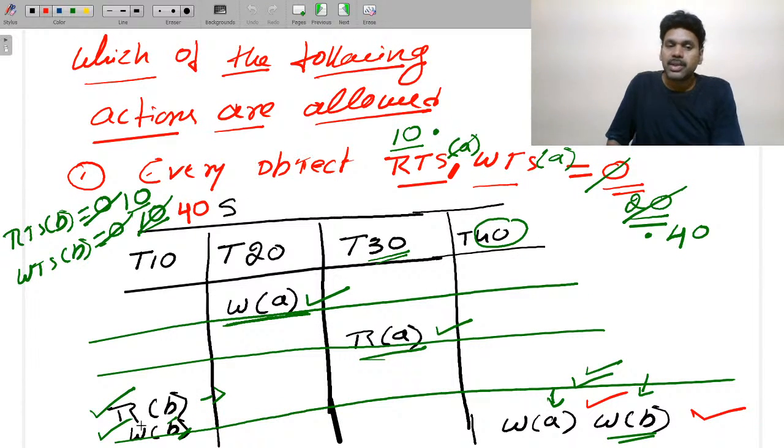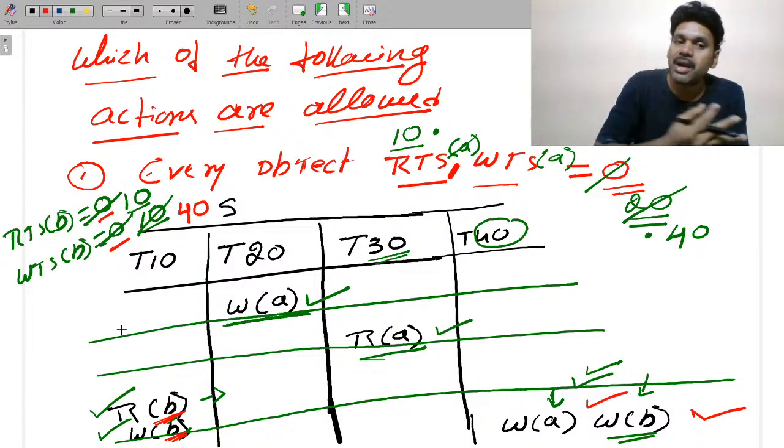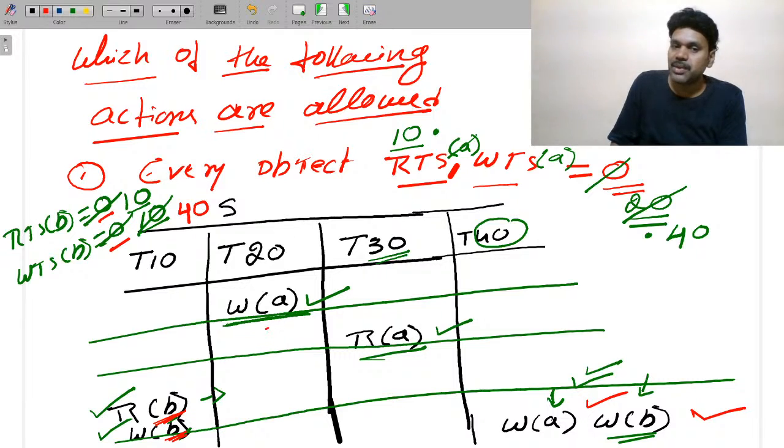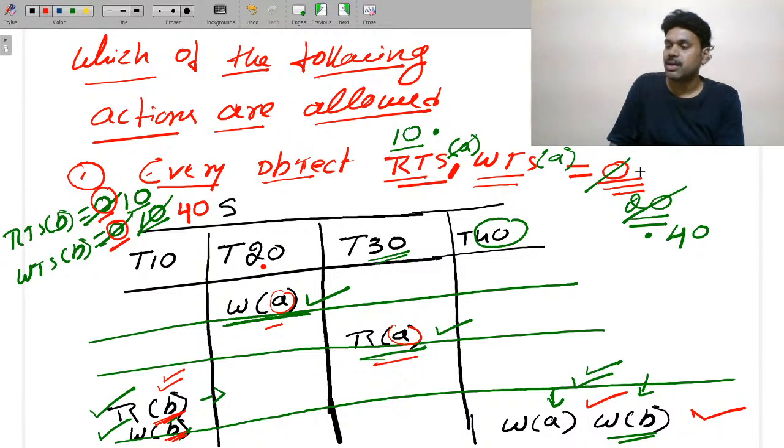This is object B. So for object B, you need to start with the 0 values only. Every object has got its own starting value. These three values I am saying are A values only, timestamp 20 and timestamp 30 on object A. But I am starting afresh with object B. Therefore, you need to see that your starting value is 0, because as I said, every object's RTS and WTS starts with what? 0.